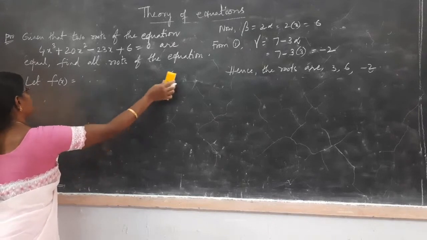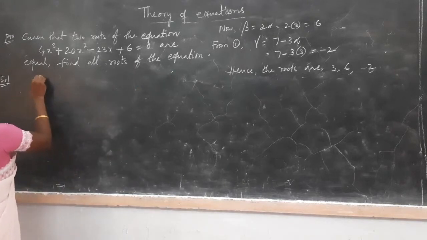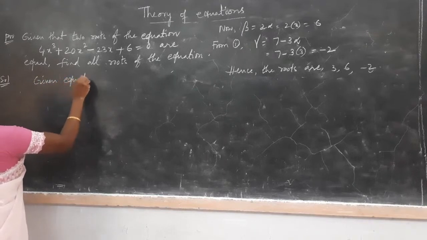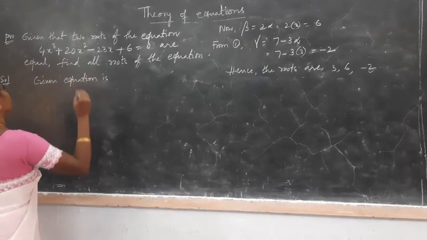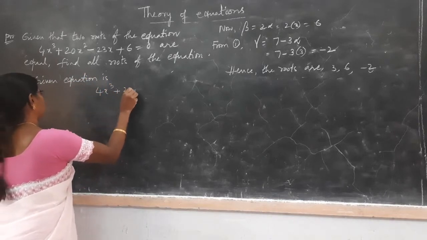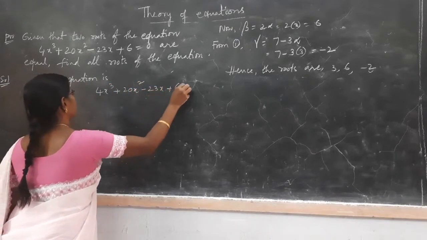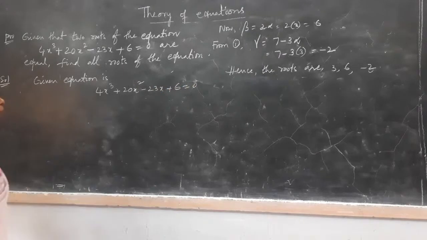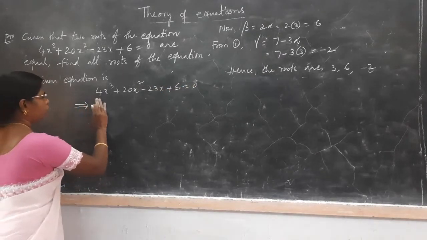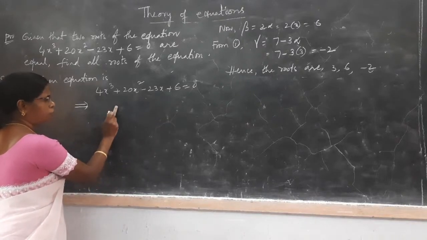That's why, see here what I am doing. The given equation is 4x cubed plus 20x square minus 23x plus 6 is equal to 0. Okay, this is your polynomial equation. This implies divide by 4 on both sides. Why? Because you have to make it a monic polynomial equation.